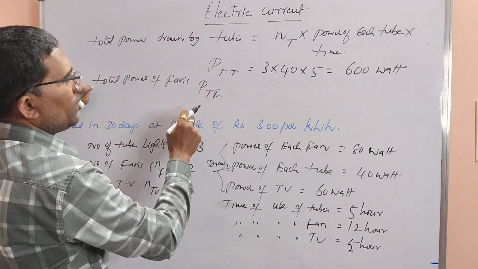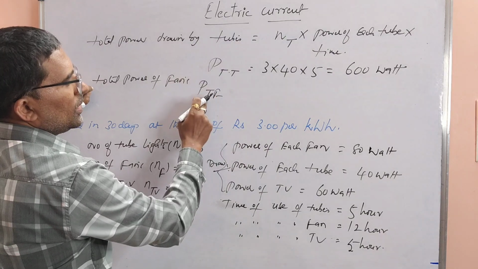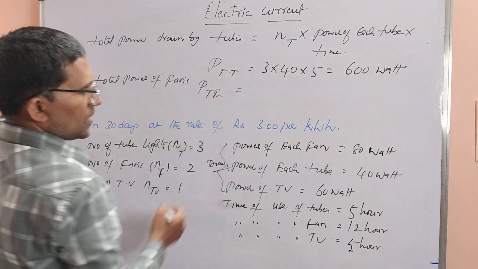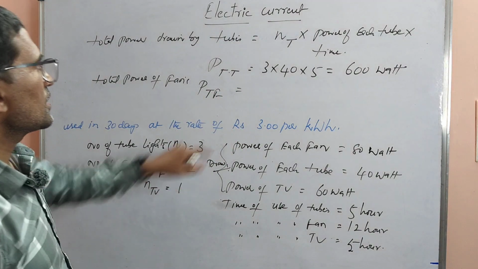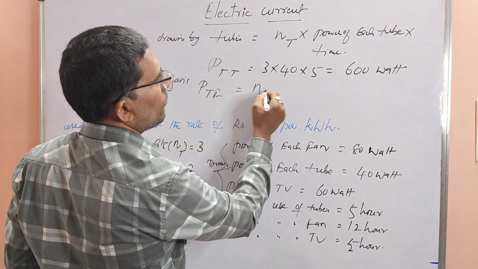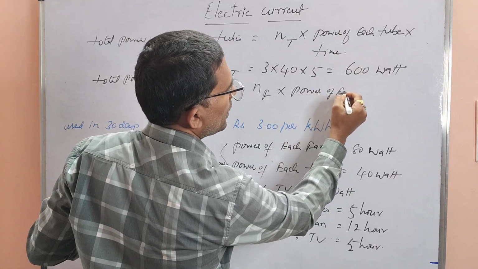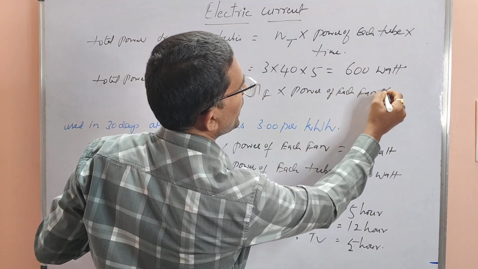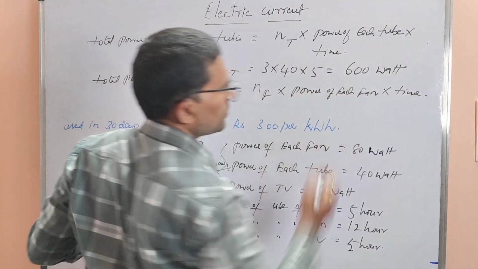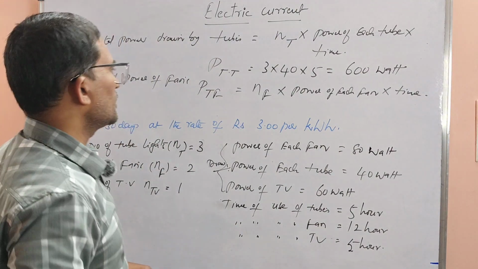Simply, total power of fans is equal to number of fans into power of each fan into time. How many fans? 2. That is number of fans into power of each fan into time. How much time you are going to switch on the fan? That is how many hours you are using it per day.